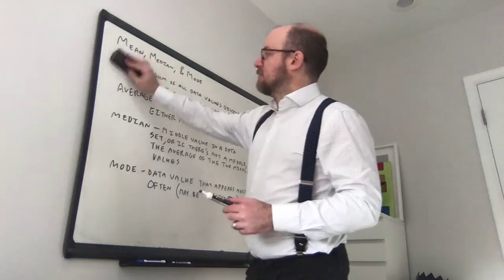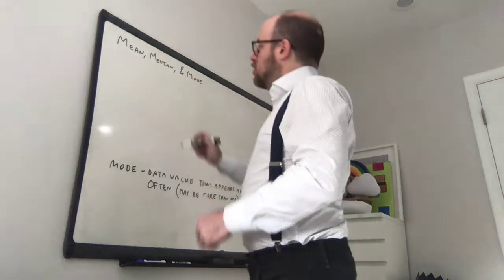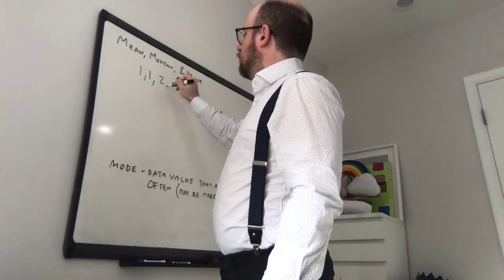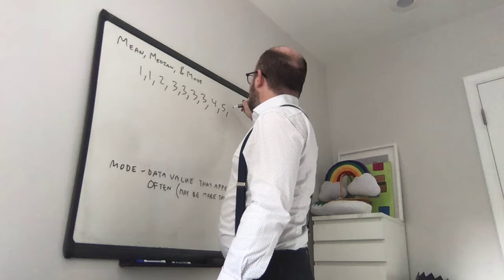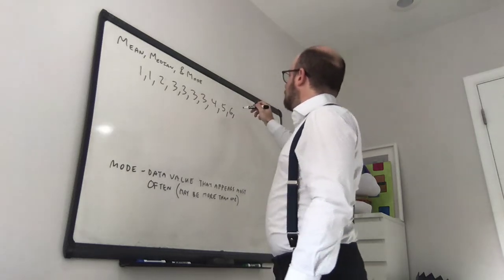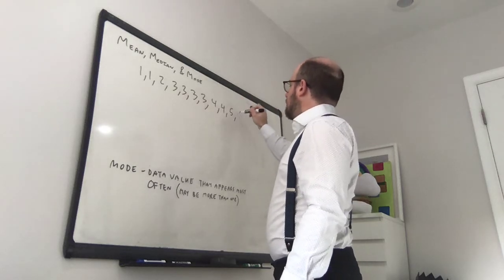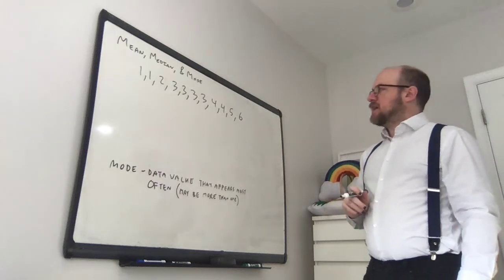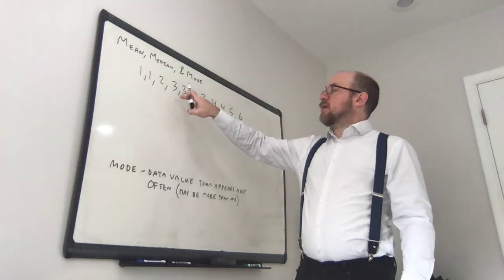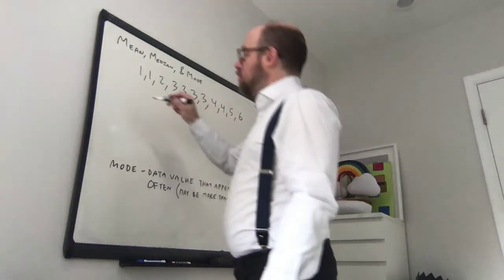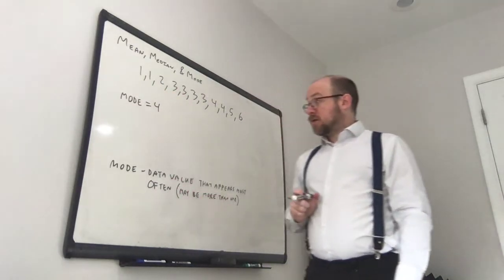So in some cases, I'm going to erase the rest of these other than mode. Right? You might have a data set 1, 1, 2, 3, 3, 3, 3, 4, 4, 5, 6. Right? So here, the mode is 3. The most common value, it appears 4 times. So that's the mode. Or a mode, it's probably a better way to say it.